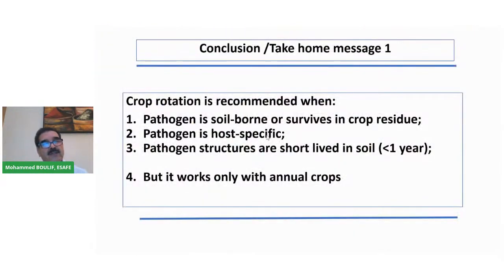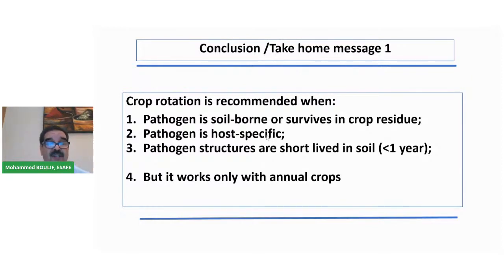And I would like to conclude this first section by leaving a take-home message with you. Crop rotation is recommended when the pathogen is soil-borne or survives in crop residue, as you have seen in the slides. The pathogen is host-specific. If the pathogen is not host-specific, the crop rotation will be of no use. And the third rule that we have to respect is that the pathogen survival structures should be short-lived in the soil, less than 1 year.